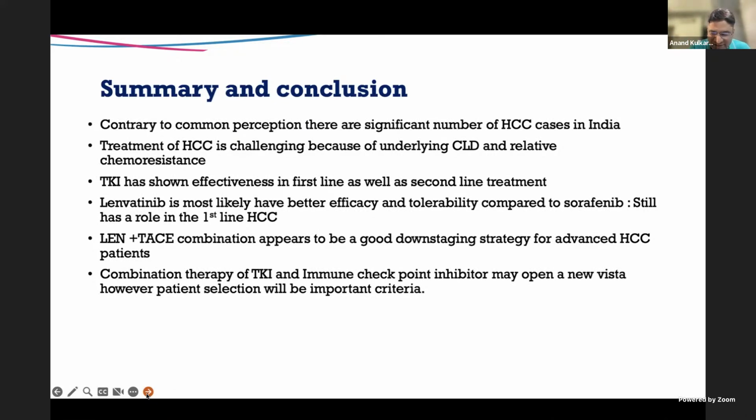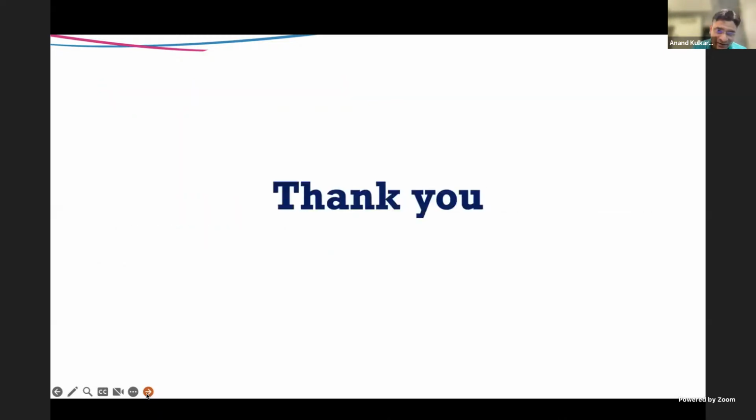Len-TACE appears to be a good strategy to downstage patients with advanced HCC. And the combination of TKI plus immune checkpoint inhibitors, Dr. Mithun has already told, probably has failed till now because there are increased adverse events in the combination group probably. Thank you.